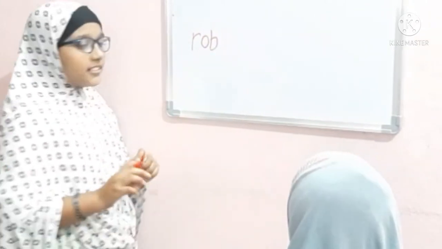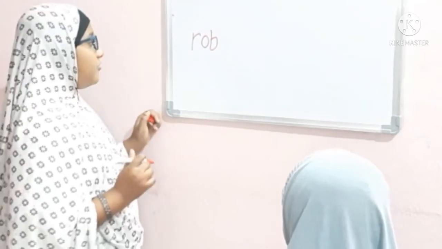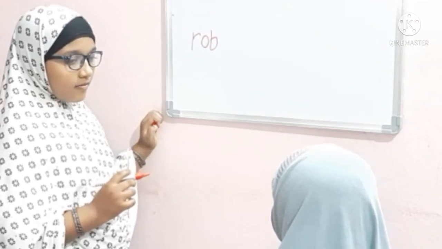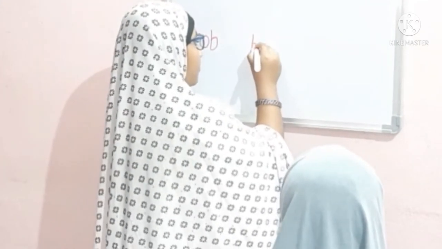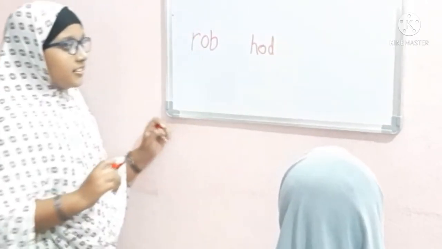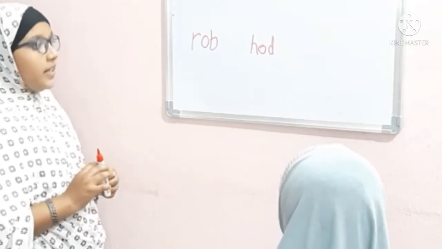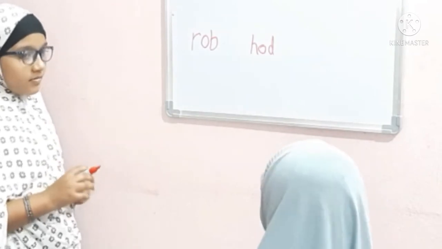What is this, Aliza? R-O-B. What is the sound of R? R. And what is the cluster? OB. Rob. What is this, Aliza? H-O-D. What is the sound of H? Ha. And what is the cluster? OD. Ha, OD, hod.